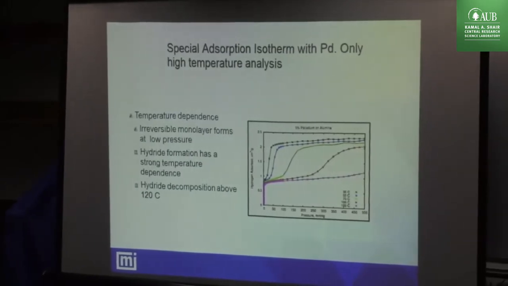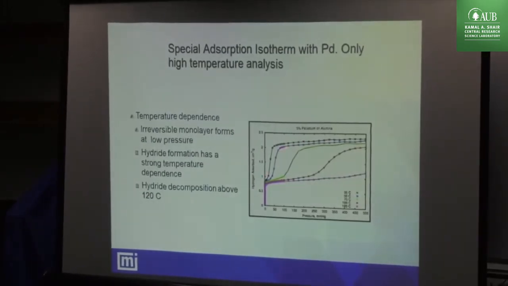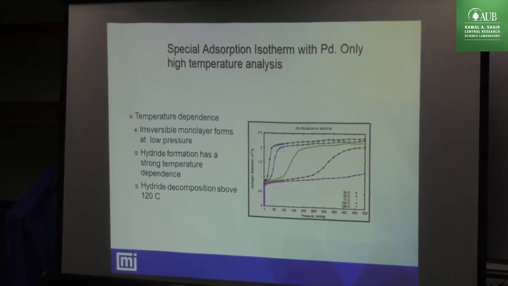You see here, this is an example. It started with this one and keeps going, raising the temperature. Once we reach 120 degrees, we get a type 1 adsorption isotherm, and then we can get 50 or 60% dispersion. Otherwise, you are going to get 200% dispersion.